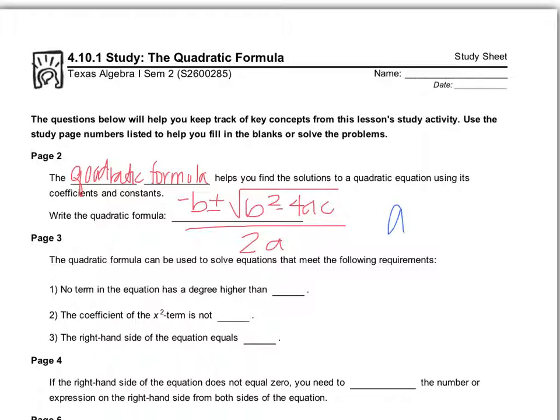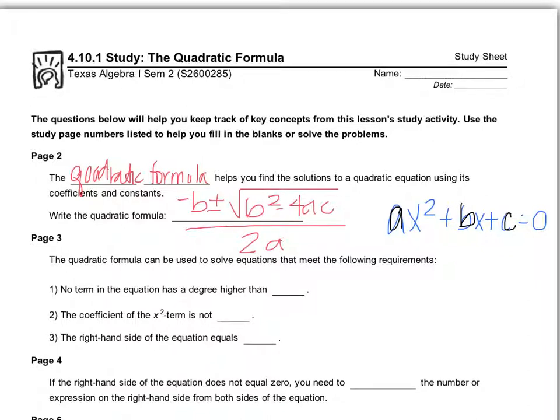Now, the way that we use this is we have a quadratic equation that's in standard form: ax squared plus bx plus c equals 0. So a is the number in front of x squared, b is the number in front of x, and c is the number by itself, and that's where these numbers come from that go in our formula here.